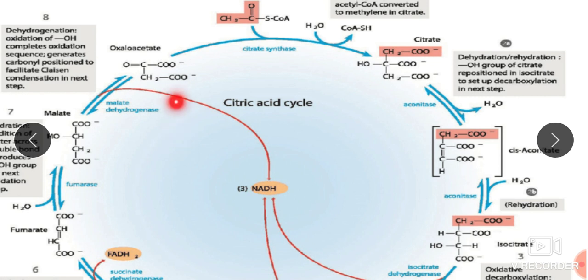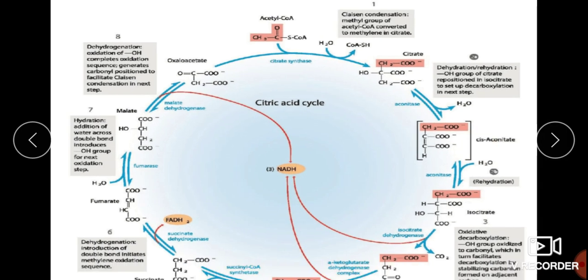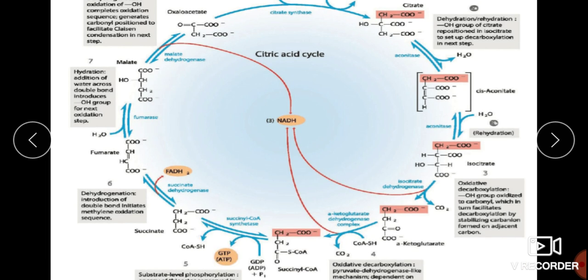Once the isocitrate is formed, it gets oxidatively decarboxylated into a compound, alpha ketoglutarate. The isocitrate gets converted into alpha ketoglutarate. The name of the reaction is oxidative decarboxylation.